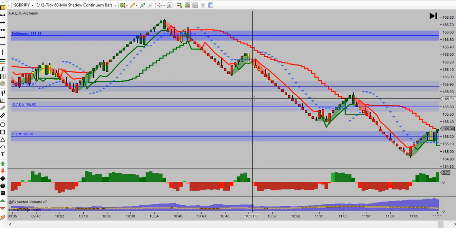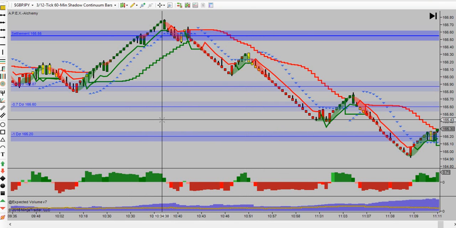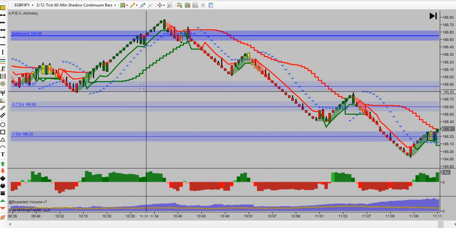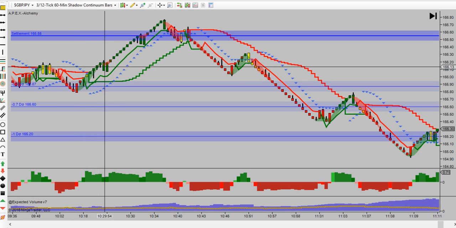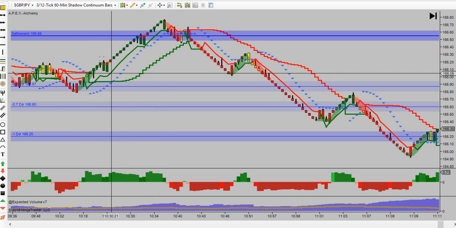Okay, so once we put all of the indicators together on the chart, here's what we're looking at. Okay, so we've got our bars, our continuum bars. What I'm showing you here is a Forex chart, pound yen.